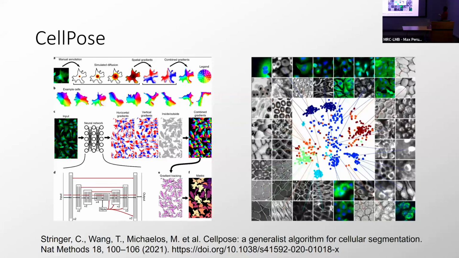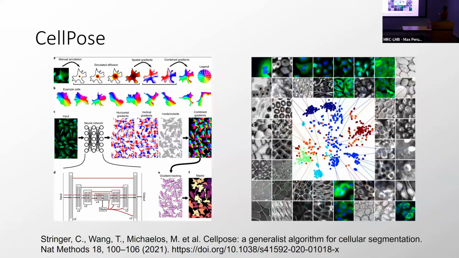And then, basically, for each image you have these two flows plus the inside-outside probability, which you can use to find the cell. So the output is really these three images, and there is a post-processing step which backtracks the flows.